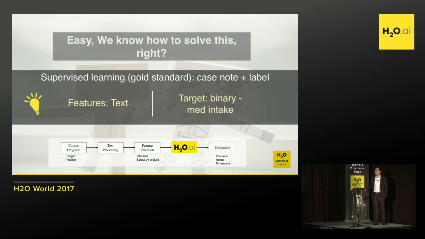We have the corpus, we have a target variable that is whether they use psychotropic medication or not. We do some text analytics, feature selection, then we model, and then we evaluate those models, right? Very simple.